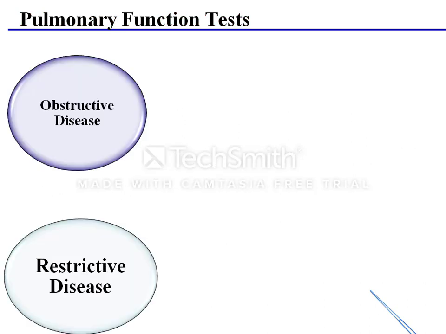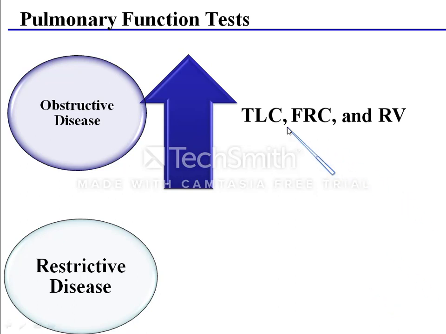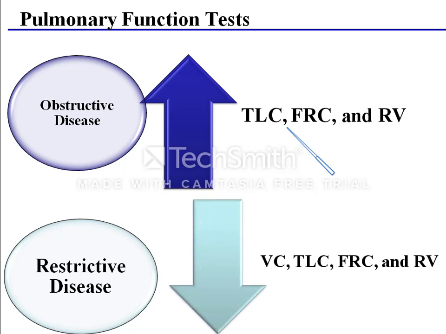So in the pulmonary function test, in these two types of disorders, in obstructive disease, total lung capacity, forced respiratory capacity and residual volume will be increased. Whereas in restrictive disease, vital capacity, total lung capacity, forced respiratory capacity and residual volume are decreased. So this is the basic difference we get between these two diseases.